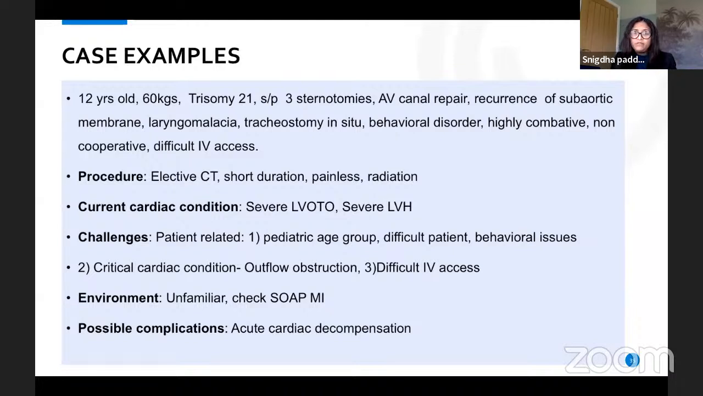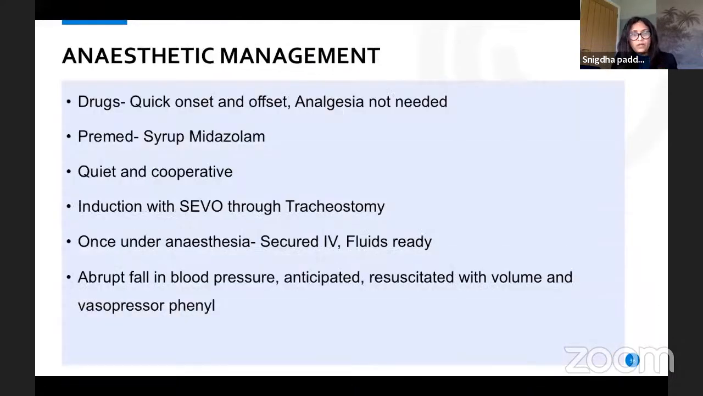So the environment is unfamiliar, so I always go with my check SOAP MI. And what are the possible complications? Acute cardiac decompensation. How did I do it? I selected the drugs with quick onset and offset, and I knew that analgesia is not required. It's just a short procedure for 2-3 minutes. But the other task was to bring the child to the CT.